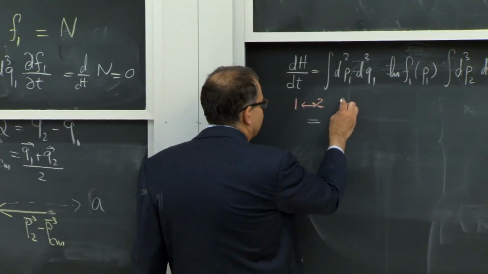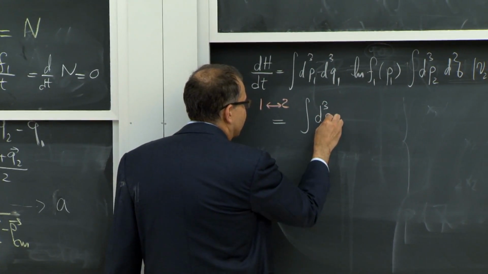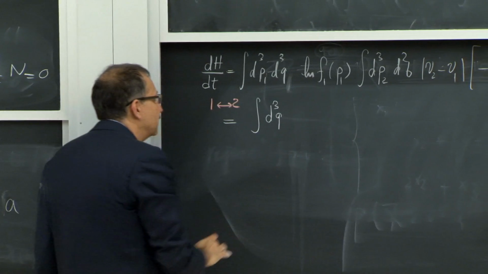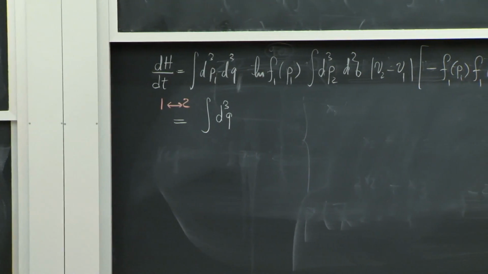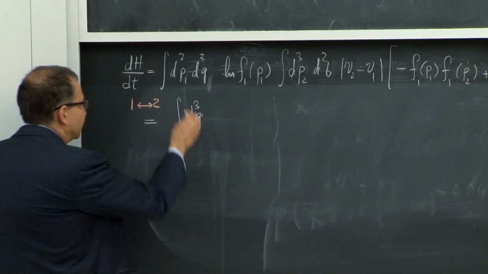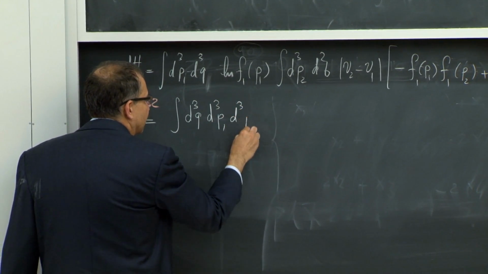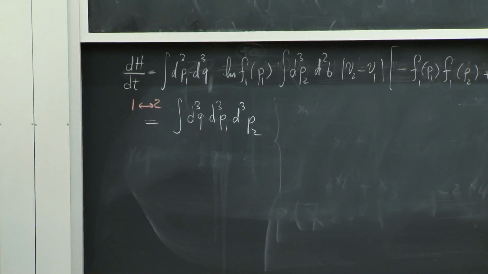And so if I do that, what do I have? I have the integral over q. Actually, let's get rid of the integration number on q. It really doesn't matter. I have the integrals over p1 and p2. I have to integrate over both sets of momenta.